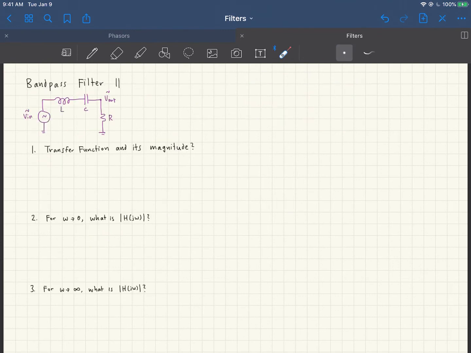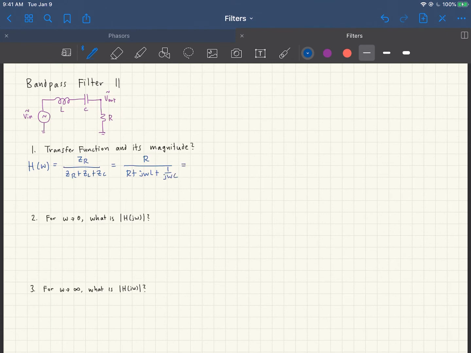So now we'll be taking a look at a second example of a bandpass filter. This has a slightly different design. We have one inductor, one capacitor, and then we're taking the output across a resistor. If we want to find the transfer function of this bandpass filter, this will be equal to ZR all over ZR plus ZL plus ZC, which will then be equal to R all over R plus j omega L plus 1 over j omega C.